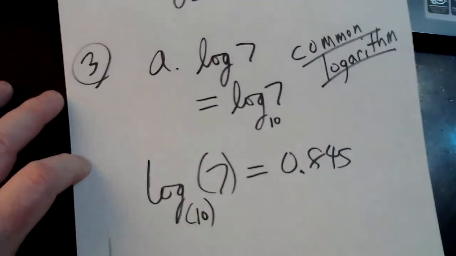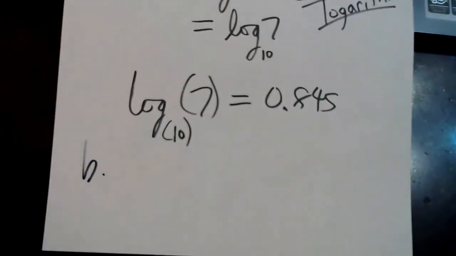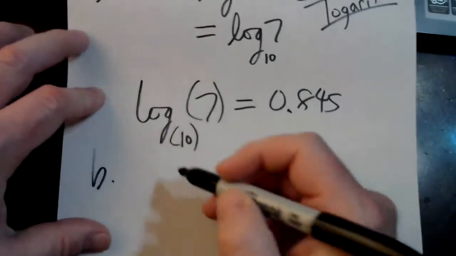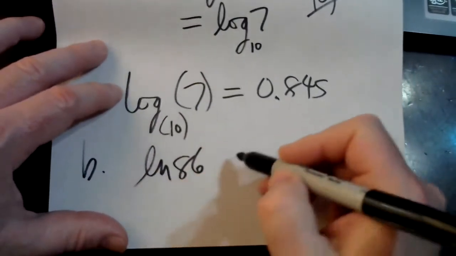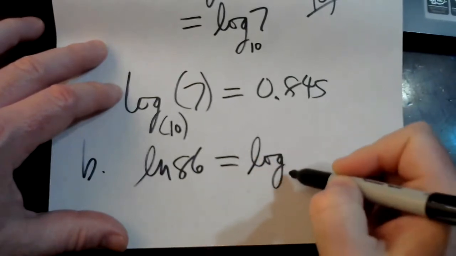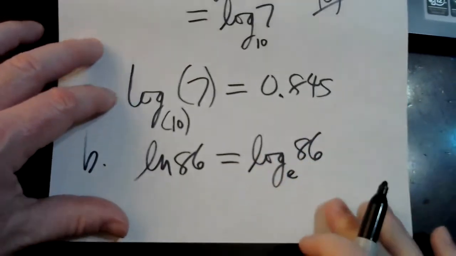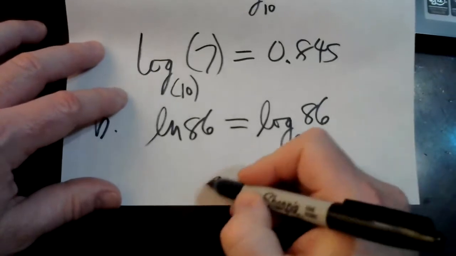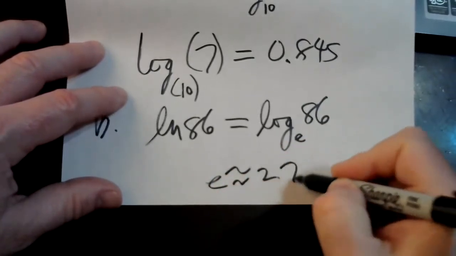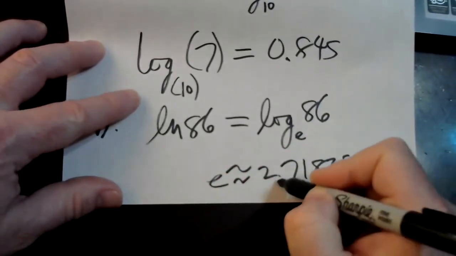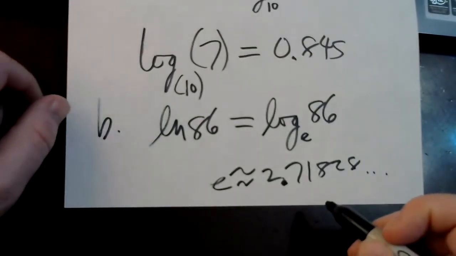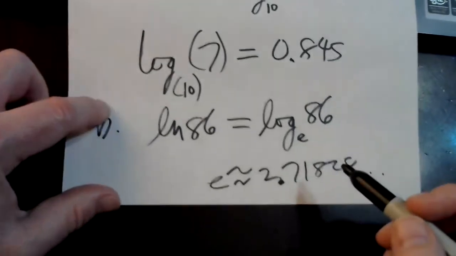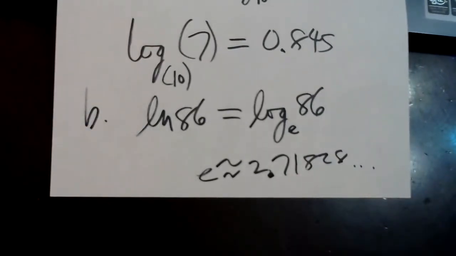And that's part A. Let's do part B. It looks like it's some more calculator work. Natural log of 86. So I've got to say something about this too. Anytime you see that ln, that means log base E. That's the base. And remember, E is just a number in math. It's about 2.7. So it's an irrational number. It goes on forever. There's no pattern to the digits, but it's about 2.7. And it pops up a lot in mathematics, including logarithms.